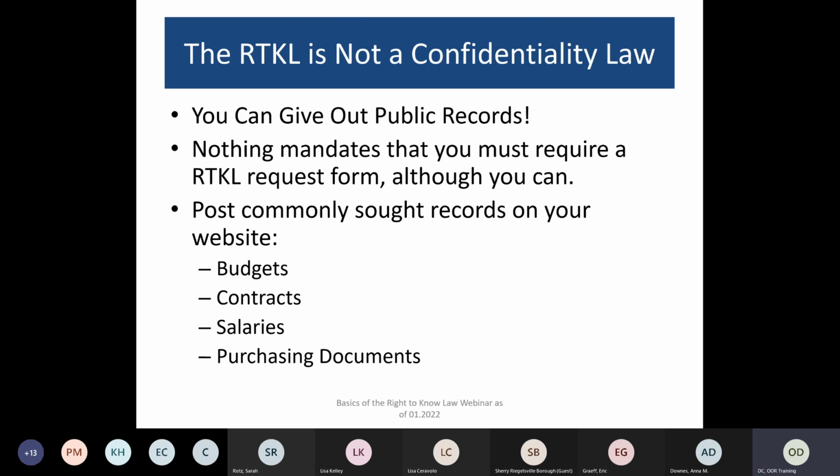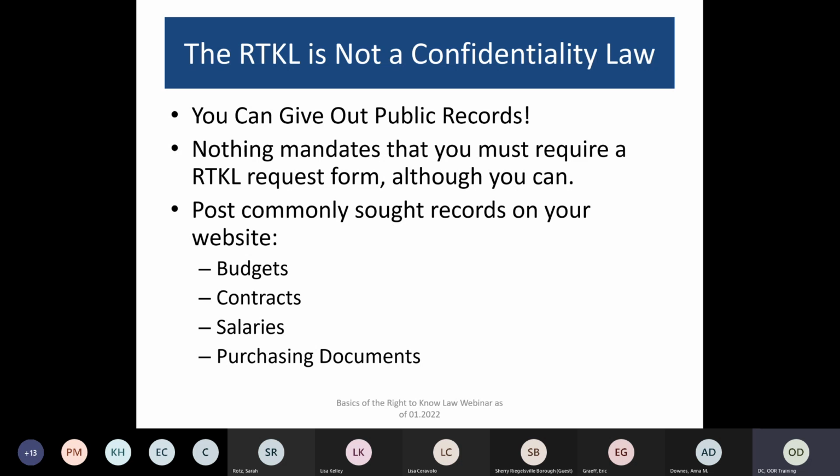The other thing that I want to emphasize is that the right to know law is not a confidentiality law. There is nothing in the right to know law that prevents an agency from simply giving out public records. I can walk into your office, let's say you're a township and it's budget time, and I can ask for a copy of the budget. Let's say the agency has a stack of budgets sitting there. Nothing in the right to know law prevents that employee from simply handing me a copy of the budget. I don't have to submit a right to know request. Now, the agency can require that I do that. They have the discretion to require that, but they don't have to.